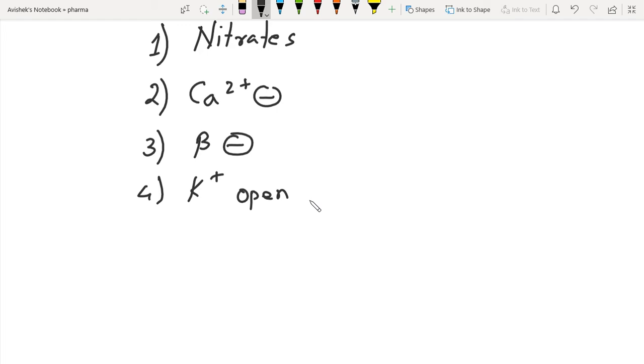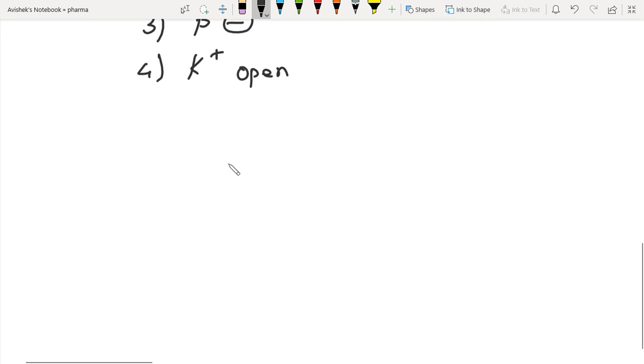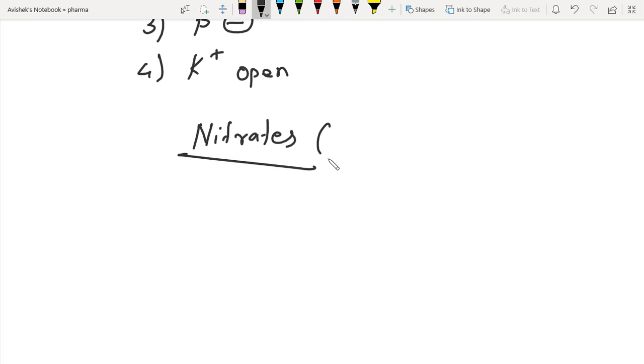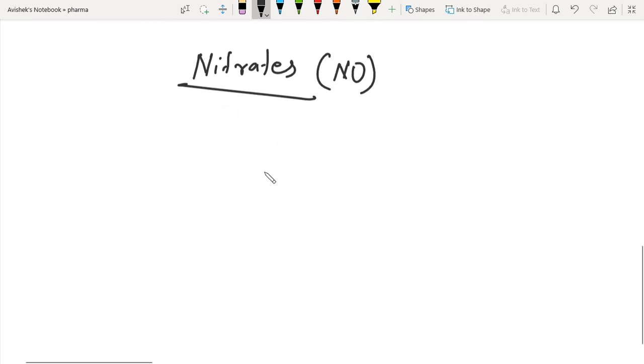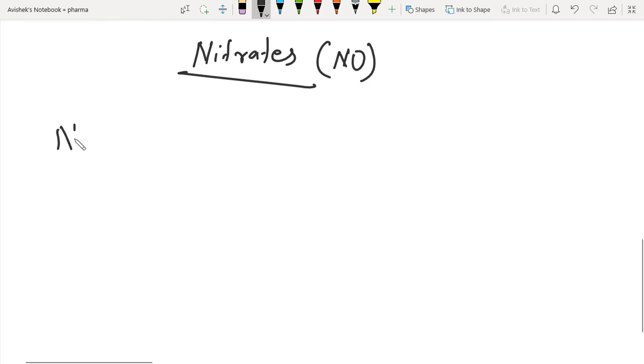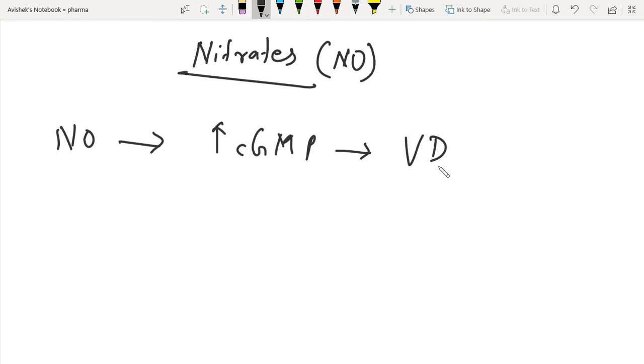First, nitrates. How do the nitrates help? Nitrates increase cyclic GMP. This will produce action on the vessels and cause vasodilation. In this, what will happen? This will do vasodilation in veins more than arteries. So that's why it will decrease the preload.